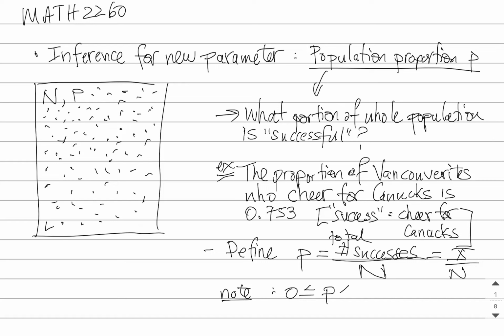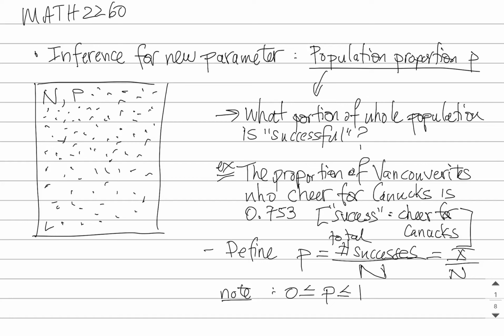So that means this parameter is always contained between 0 and 1 inclusive. You could have a population proportion of 0, and you could have a population proportion of 1. It can't get any smaller than 0, and it can't get any larger than 1.